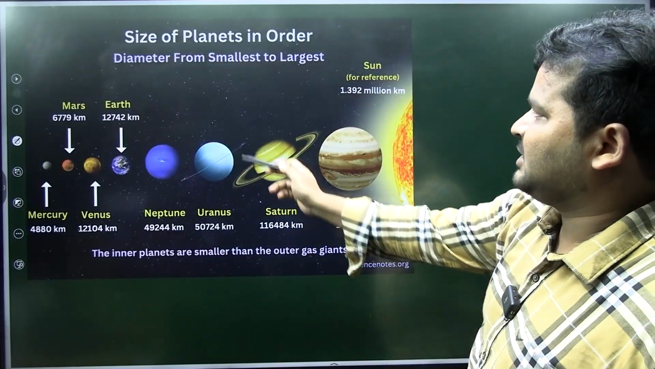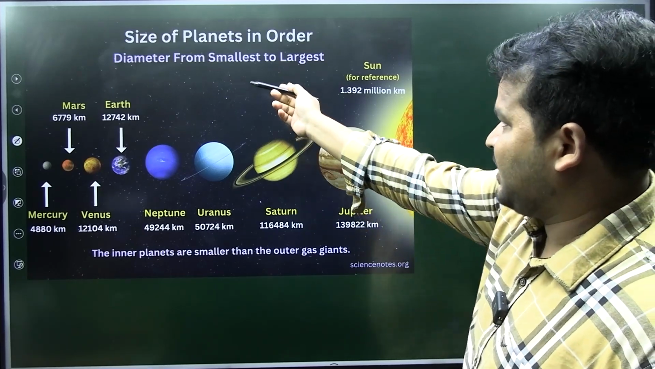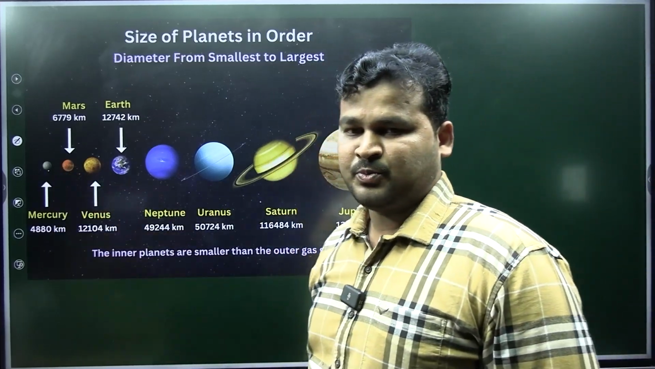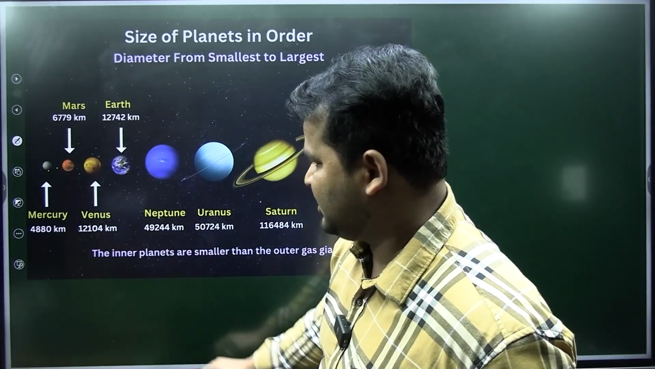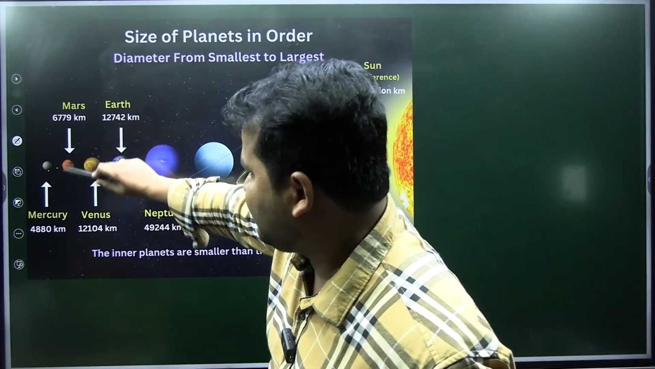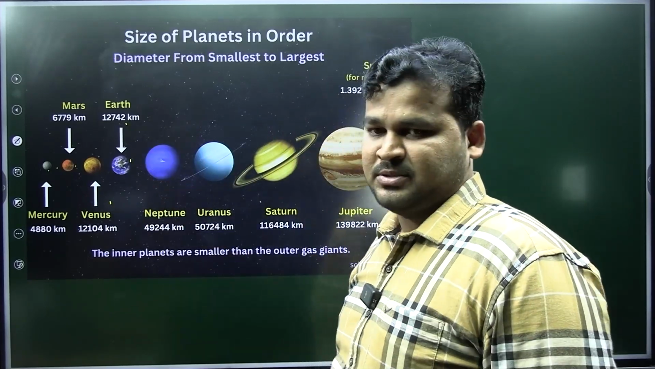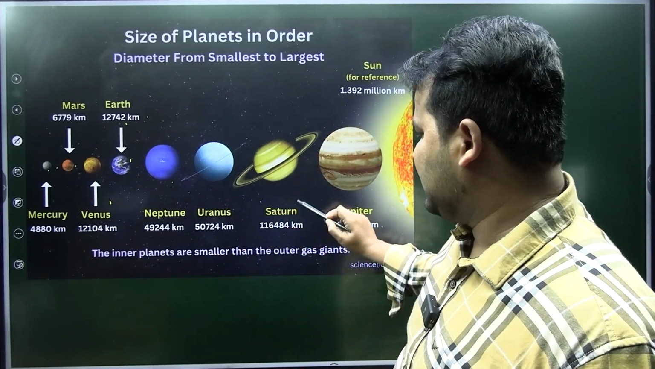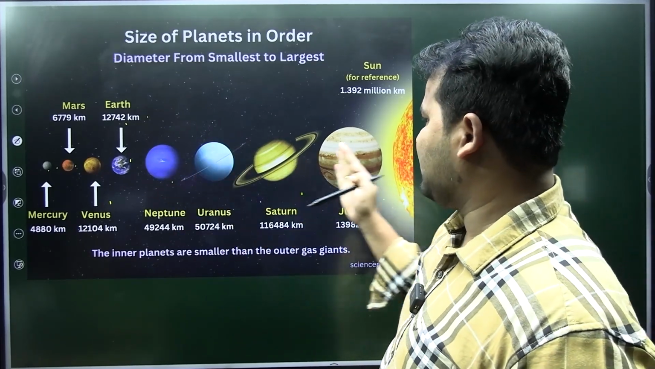You can see the size of the planets, and diameter from smallest to largest one. Mercury is the smallest planet among all the planets, and you can find its diameter: 4,880 kilometers. Then after that you can find Mars, then Venus, then Earth, with a diameter of 12,742 kilometers. Neptune, Uranus, Saturn, Jupiter. So these are the diameters from smallest to largest.